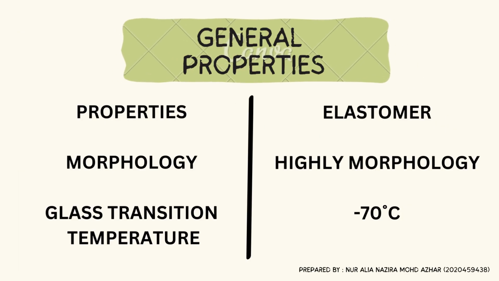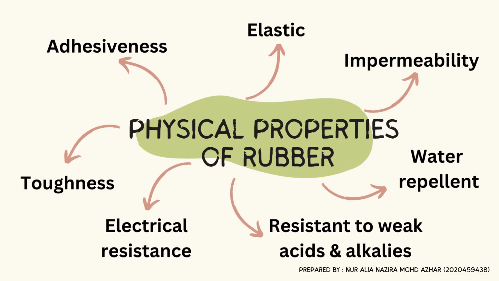For this slide, we're going to talk about the general properties of natural rubber, which is an elastomer. It is highly amorphous, and the glass transition temperature is -70 degrees Celsius. We are moving on to the next slide. In this slide, I list out 7 physical properties of rubber. The first one is adhesiveness, second is elasticity, the next one is impermeability, the fourth one is water repellency, next is resistance to weak acids and alkalis, the next one is electrical resistance, and last but not least is toughness.